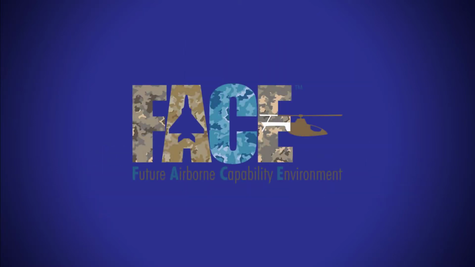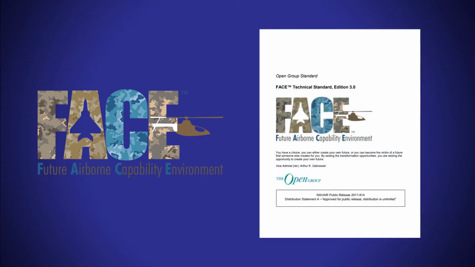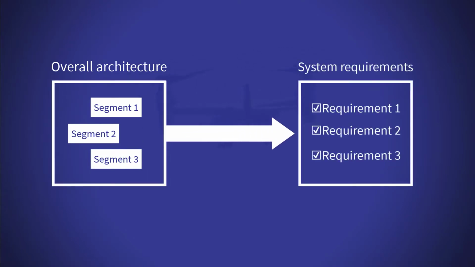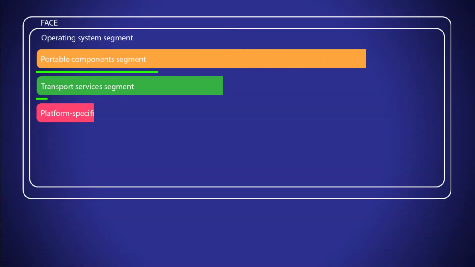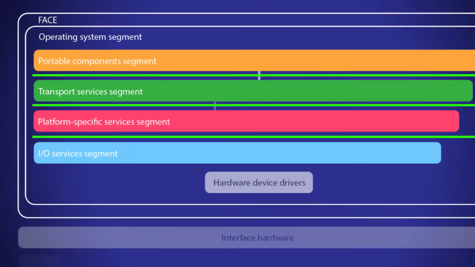Founded in 2010 to develop an open architecture technical standard, as well as business models for implementing FACE standards in systems. The purpose of the FACE standard is to provide a reference architecture based on segments, which can be composed to meet the final system requirements. FACE provides the logical interfaces between these segments to allow for portability and reuse.